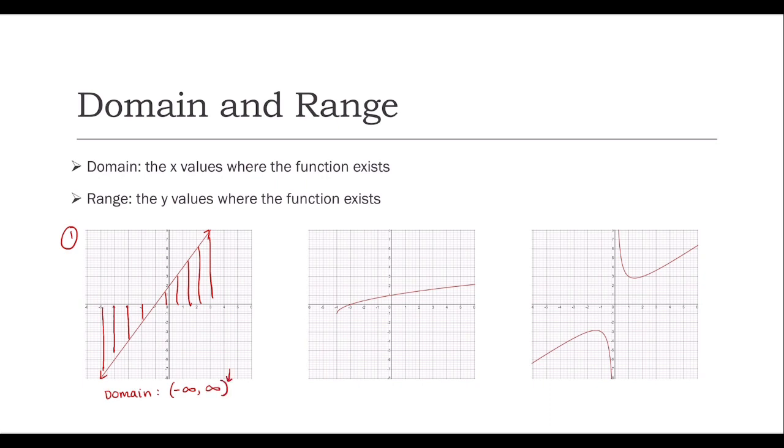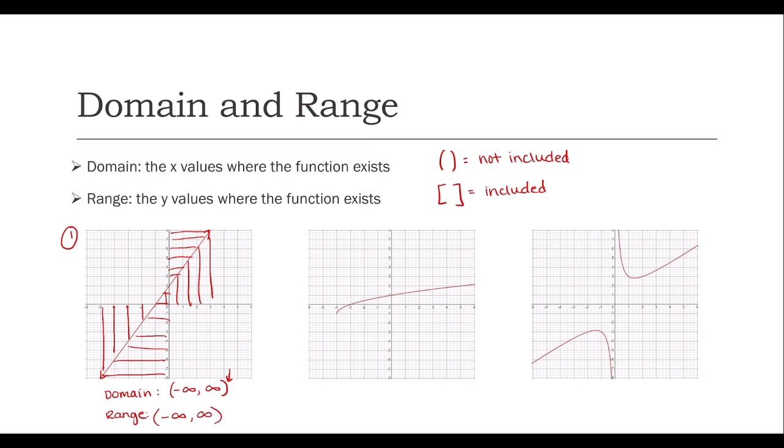And you'll put parentheses around the infinities because you can't actually hit the number infinity because it's not actually a number. So we'll put parentheses if the number is not included. And we'll use brackets if the number is included. So for this first one, our range, we'll look along the y values. So these are going to be hitting all of our y values forever and ever. So it's going to go from negative infinity to infinity.